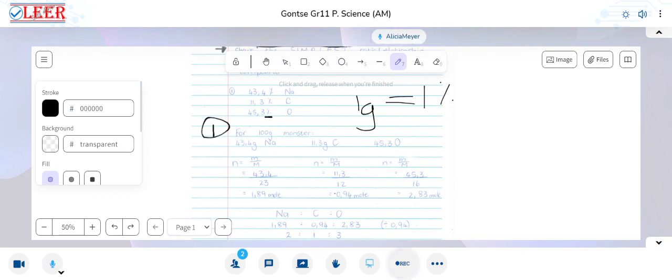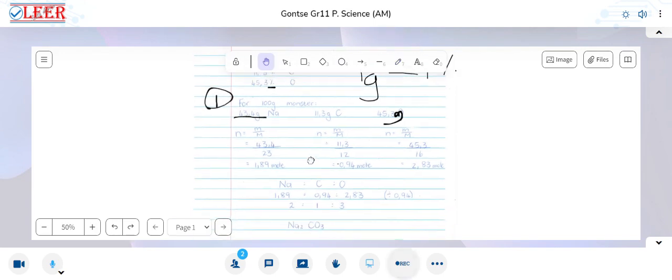So once I've said for a 100-gram monster, then all my percentages I can go and rewrite as grams. Okay, so now I have 43.4 grams of sodium, 11.3 grams of carbon, and 45.3 grams of oxygen. Now I go and say n is equal to m over M for all three of them. If there are 10 compounds, you're going to do n is equal to m over M for 10 compounds. Are you with me?